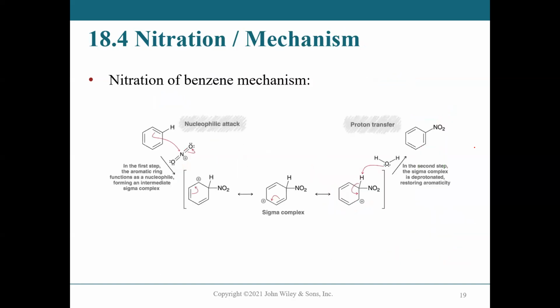All right, so once we have our nitronium ion, we're going to have the nitration of the benzene. So we have our nucleophilic attack, right? Once we have a nucleophilic attack, we'll form the formal charge. We can move that formal charge due to resonance. That's our sigma complex. Then we have our proton transfer, so we can reestablish aromaticity.